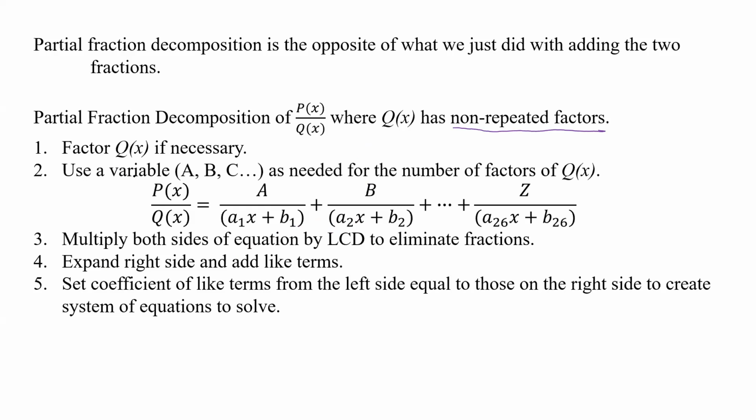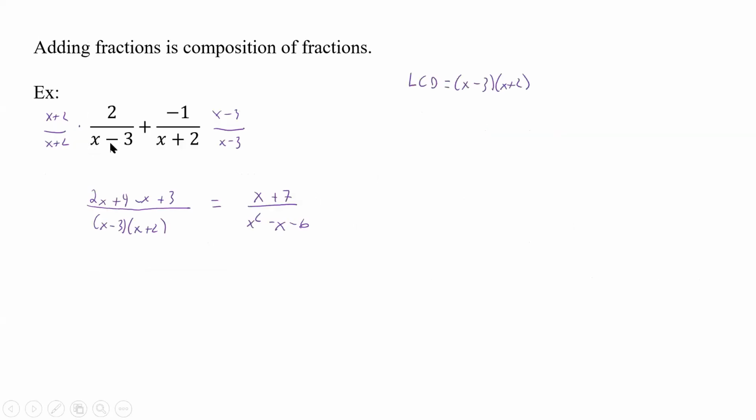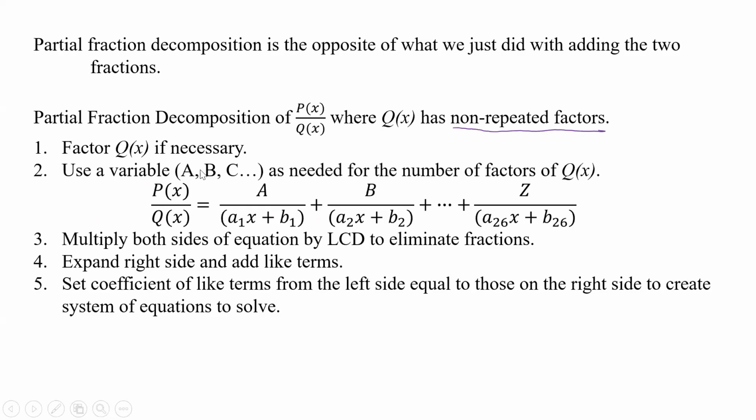So once we factor it, then we're going to use the variables a, b, and c as needed for the number of factors of q of x. So in this case, if we had two factors, the x minus 3 and x plus 2, we would just have a and b. But if we had 3 or 4 up to, you know, z factors, we could go out as far as we would have. What we're going to do is take our q of x, whatever it was factored, put a over one of the factors, then plus b over the other factor, and then plus c over another factor if we have more, until we get all the factors done.